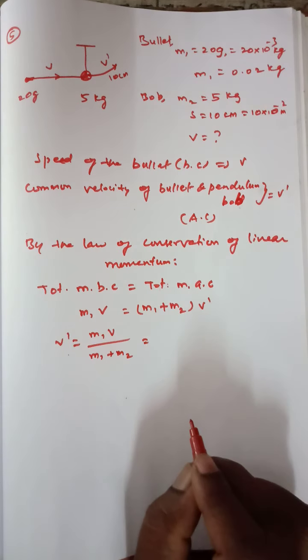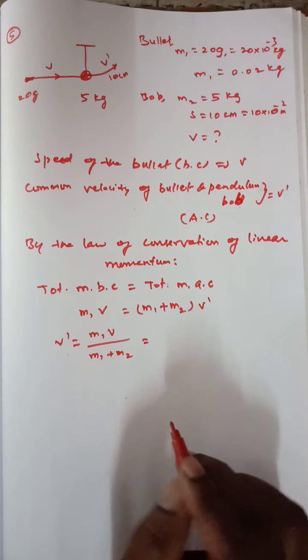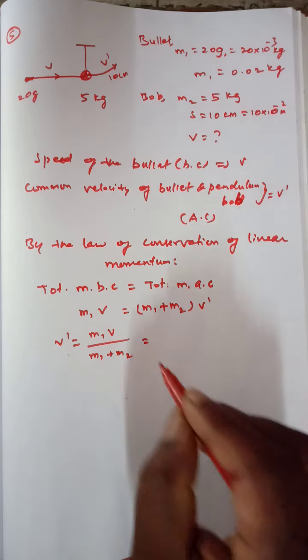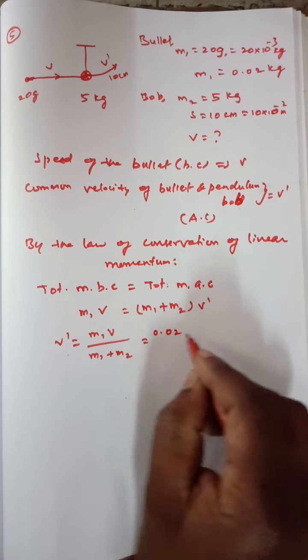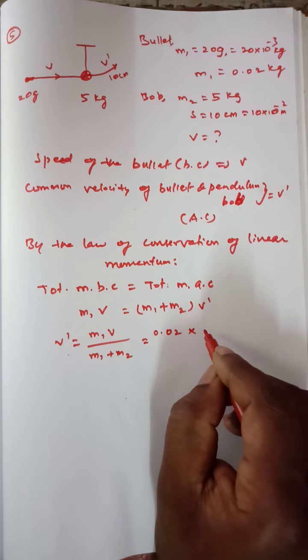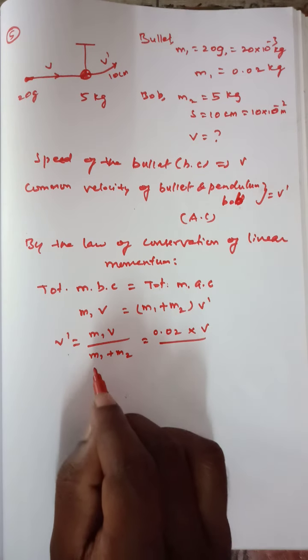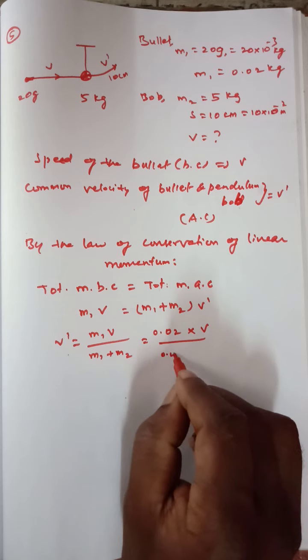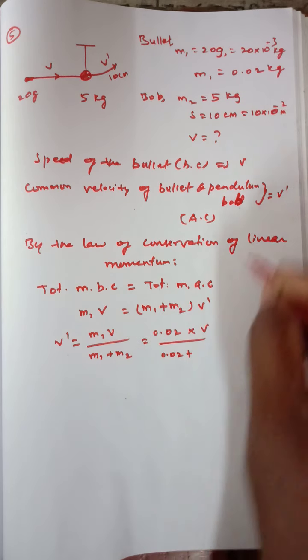Now we have to substitute the values. m1 is 0.02, into v, which we want to find, divided by m1, which is 0.02, plus m2, which is 5.